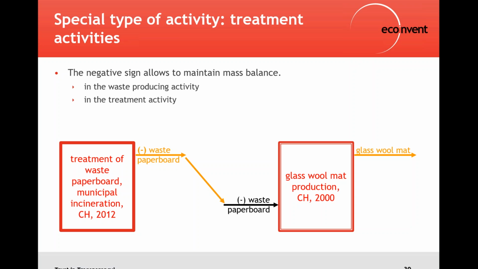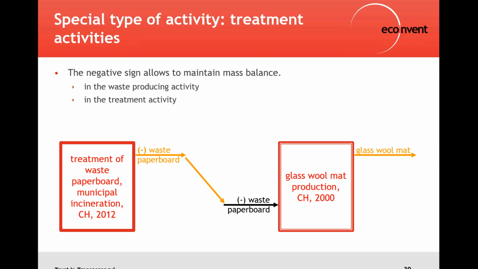This is important, it's in the slide, but I will insist the negative signs are only allowing us to model a waste treatment chain where the waste treatment is upstream of the waste producing activity in a mass balanced way. This is by no means changing the sign of your LCI results, for example.